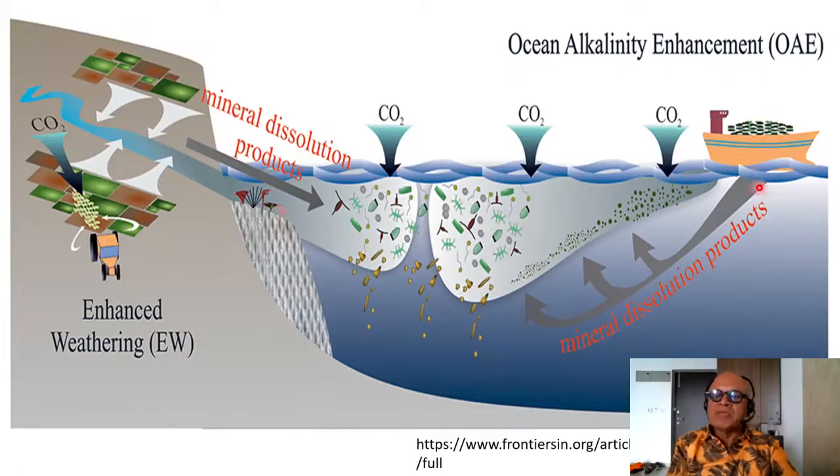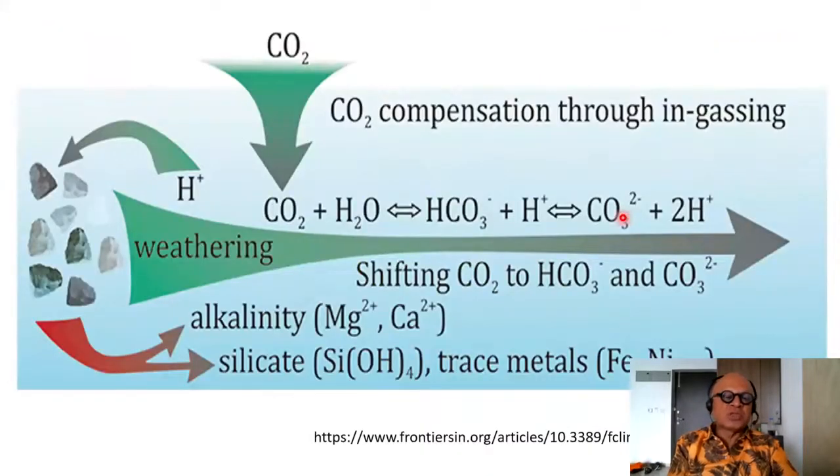So mineral dissolution products to be shipped into the ocean to enhance alkalinity, which continues the buffering reactions of the ocean that we talked about. So CO2 plus H2O goes to bicarbonate and carbonate, and to keep this going, alkalinity needs to be maintained, so pH needs to be regulated as well. So you have ground up rocks weathering, giving you alkalinity, including silicate and trace metals. So there is CO2 compensation through ingassing. Basically, you don't want the ocean to get saturated with CO2.